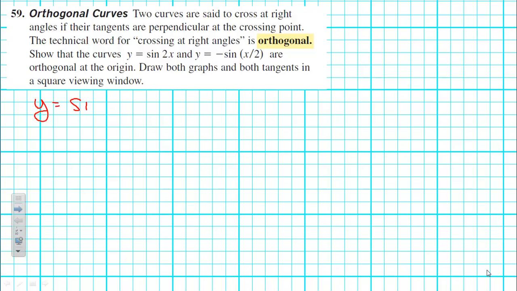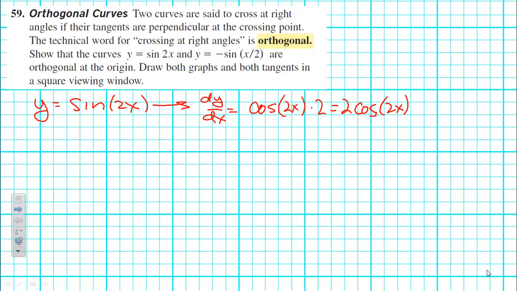y is equal to sine of 2x. That leads me to say that dy/dx is equal to derivative of the outside, leave the inside the same, multiply by the derivative of the inside, which is our chain rule, or 2 cosine 2x.